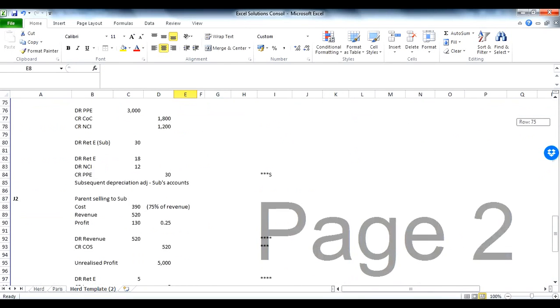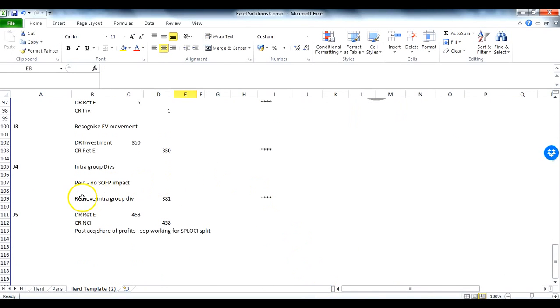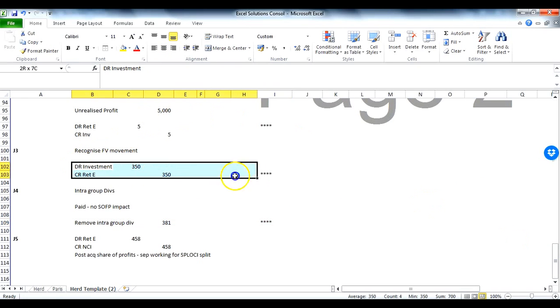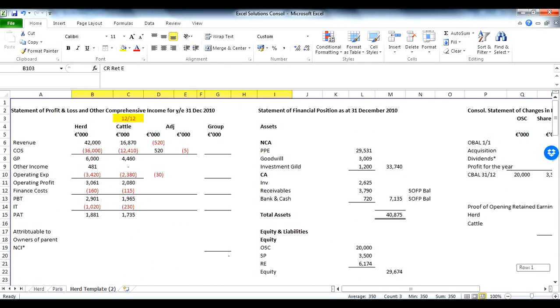And with any other adjustments, we've removed intergroup dividend of 381. And again, that should go into 381 up here. And we have the fair value movement, which you can put into other income, or I'm going to put it into OPEX to reduce OPEX. But if you wanted to show it separately, you'd be well entitled to do that. So I'm just going to put 350 here to reduce OPEX, and I put minus 381 here for intergroup dividends.